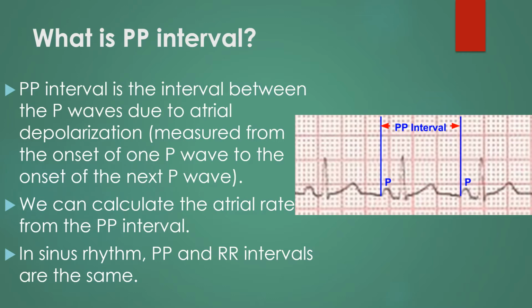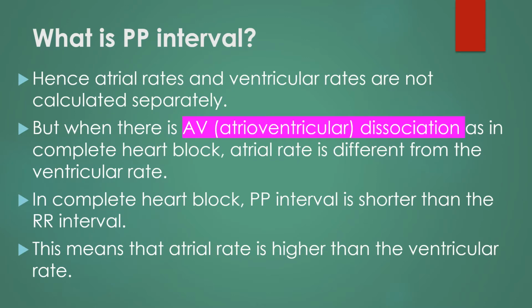In sinus rhythm, PP and RR intervals are the same. When the PP and RR intervals are the same, atrial and ventricular rates are not calculated separately. But when there is atrioventricular dissociation as in complete heart block, atrial rate is different from the ventricular rate and is calculated separately. In complete heart block, PP interval is shorter than the RR interval. This means that the atrial rate is higher than the ventricular rate.